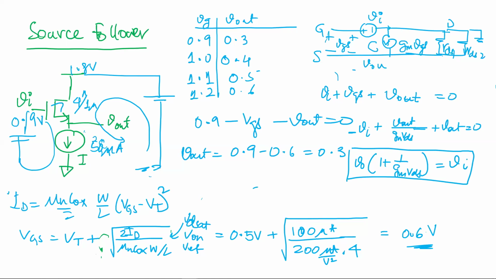Now where is that extra current going to go? There's no place to go, right? So this voltage has to go up till this ID becomes 50 microamps, and it will go up by the same amount as this because I need the VGS still to be 0.6 volts. Got it? So that's why it's a source follower.